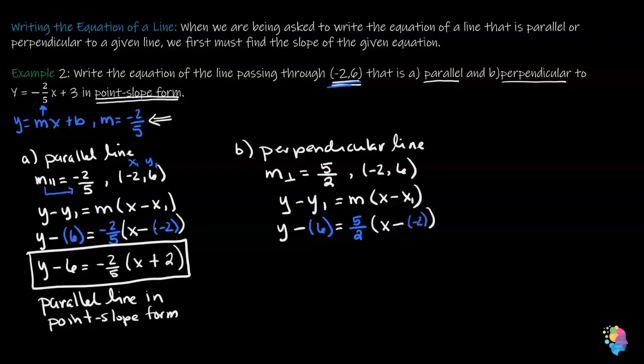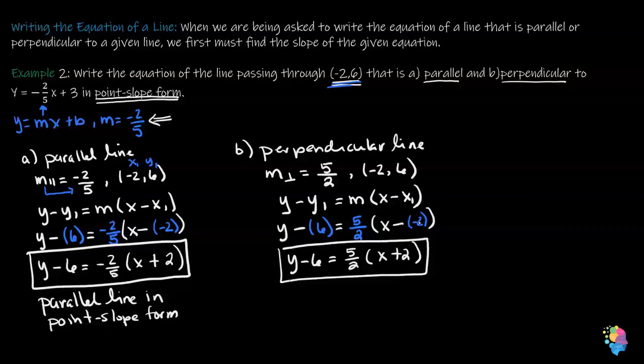Once again, from left to right, since I don't have any minus negative situation, I bring down the left side and drop the parentheses. On the right side, I still have 5 over 2 parentheses x, but now I do have a minus negative here, so that turns into a plus 2, and close it. And we are done. This is the equation of the line for a perpendicular line in point-slope form.